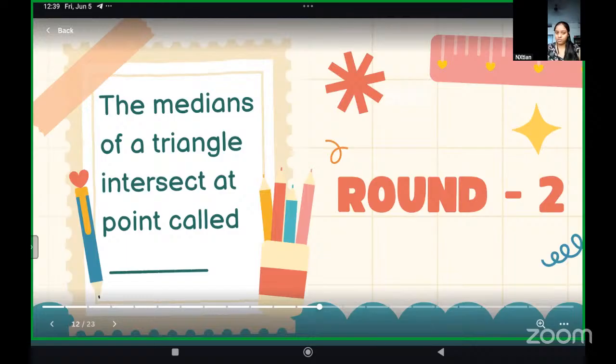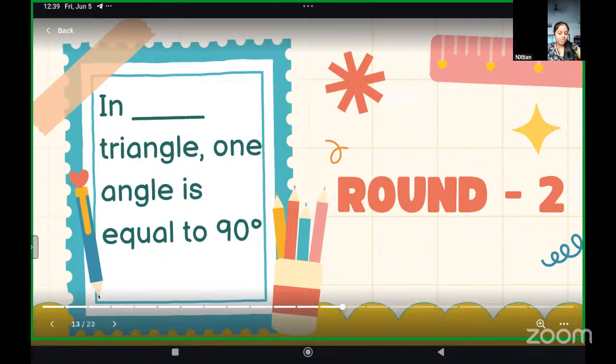Next, last question for Johanna. In dash triangle, one angle is equal to 90 degrees. Right angle triangle. Okay, Johanna, let's move on to round 3. Round 3 is identify. Each question will carry 2 marks.